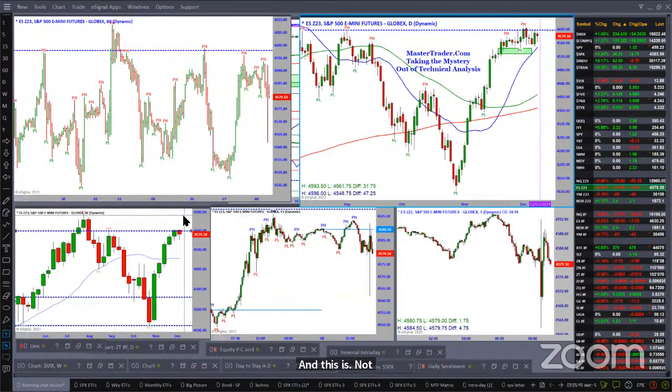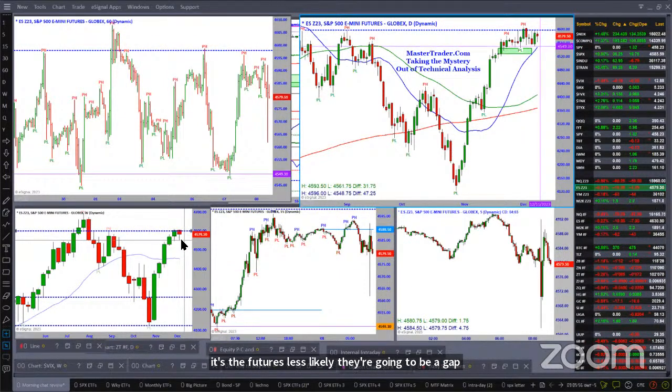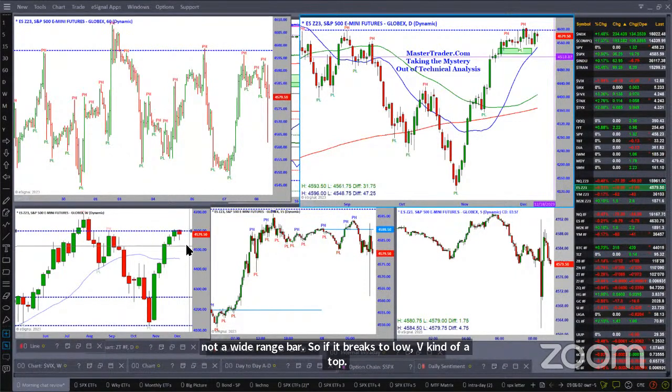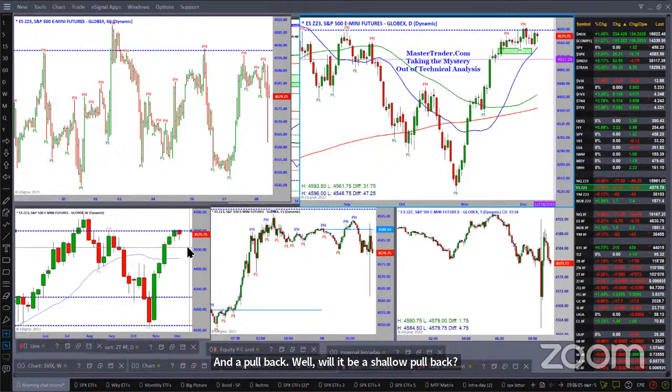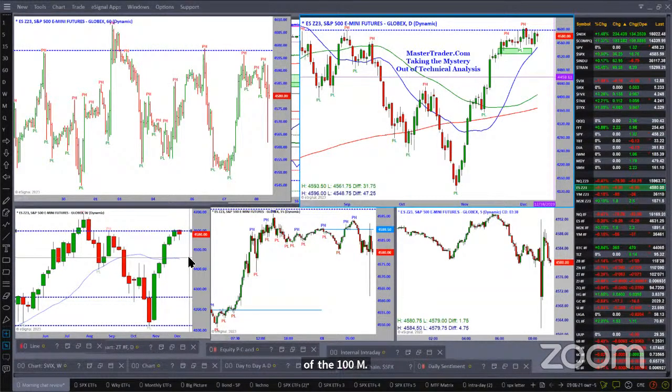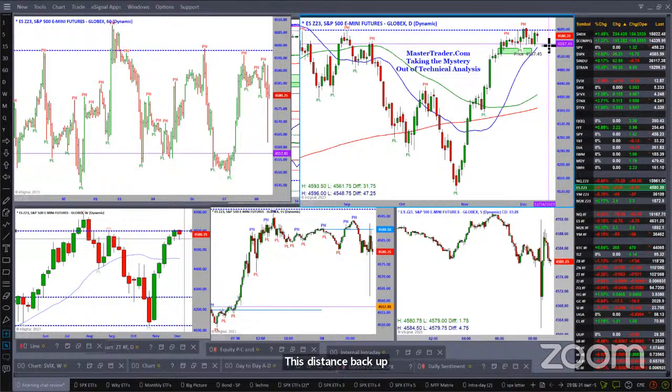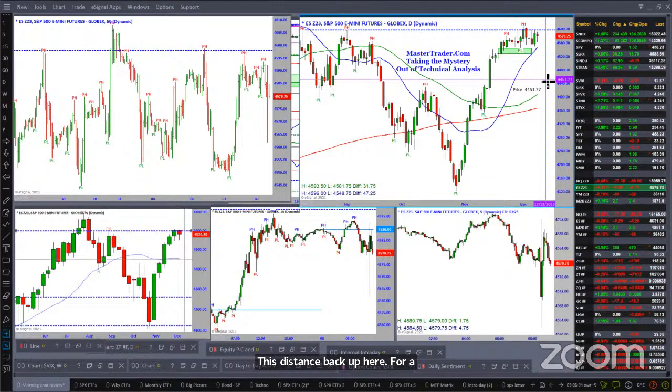It didn't gap up. Now it's the futures, and it's less likely there's going to be a gap up, but it didn't gap up. It's not a wide range bar. So if it breaks the low, a V kind of a top and a pullback, well, will it be a shallow pullback? If it's a very shallow pullback where traders are aggressive, there's a higher probability of an M top. Whereas say it pulls all the way back to this minor support. Now that 20 MA on here is the equivalent to the 100 MA on the daily time frame, but say it pulls back into this area in between here. Well, that would leave some pretty good distance back up here for a trade. So, we'll see how that sets up.